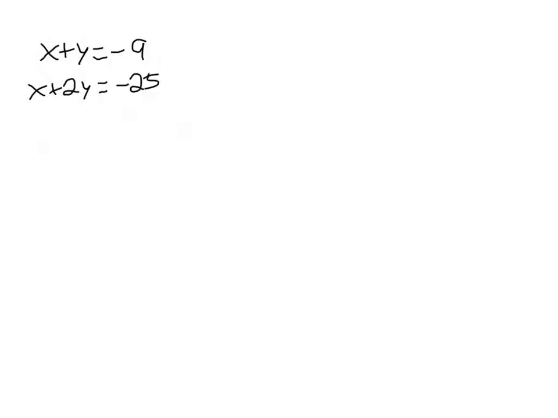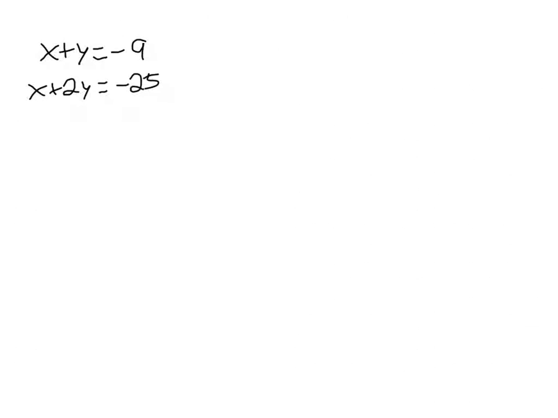So let's look at this question here. x plus y equals negative 9 and x plus 2y equals negative 25. Obviously, the top equation is a lot simpler. There are no other coefficients within our x and within our y. So I'm going to use our top equation. Substitution, you solve for one of the two variables and then plug that into the other one.